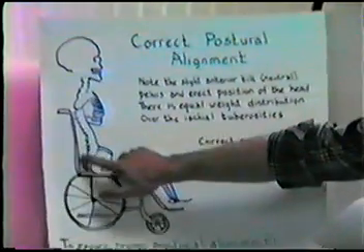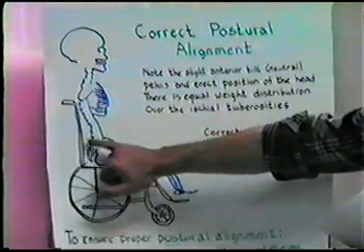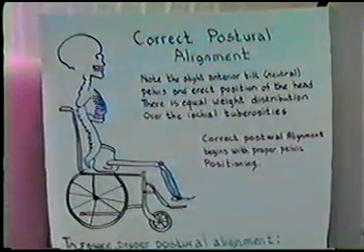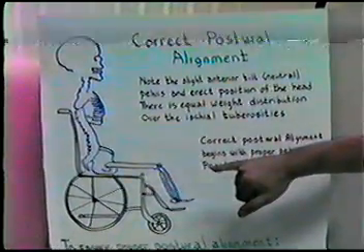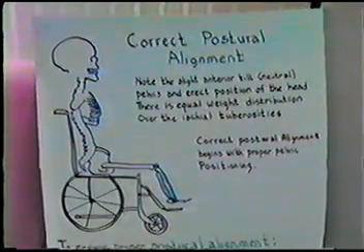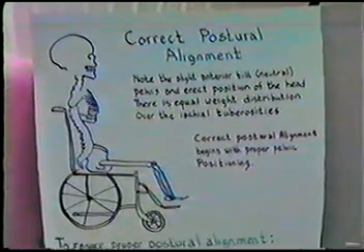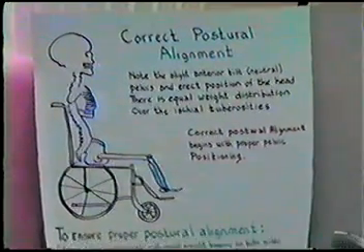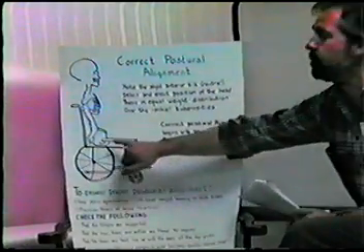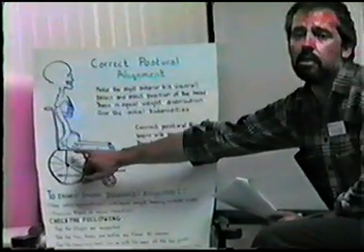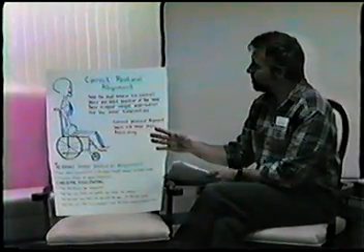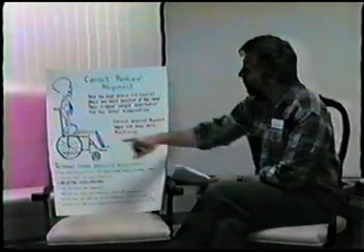You have that natural curve of the spine. Again, if you need to, you can add a towel roll or a lumbar support in there. Okay, there's a slight anterior tilt of the pelvis. The head is erect. There's equal weight distribution over the ischial tuberosities. Okay, one of the main things that we need to keep in mind is typically correct postural alignment begins with the pelvis. Okay, that's basically where you start. That's going to determine where the head ends up, where the shoulders end up, and where the legs end up also.